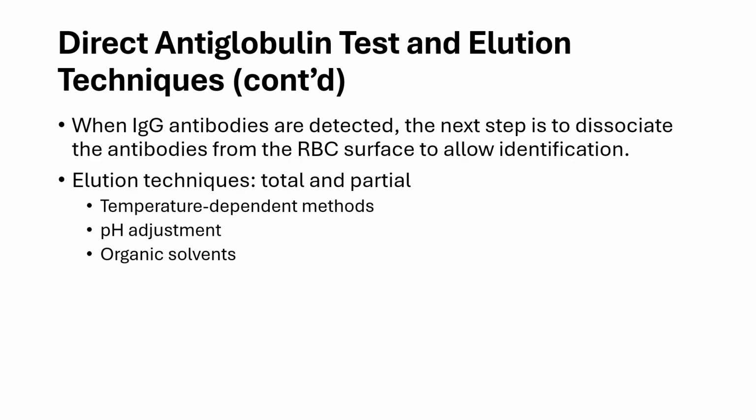Elution techniques. The purpose: after detecting this IgG antibody on the red blood cells, the next step is to dissociate, or elute, the antibodies from the red blood cell surface for identification. Types of elution: we have total elution, which removes all bound antibodies, and partial elution, which, you got it, removes only some of the antibodies. For methods, we have temperature-dependent methods, heating or cooling to release those antibodies; pH adjustment, since altering the pH can break antigen-antibody bonds; and organic solvents, which are chemicals that can disrupt that binding.